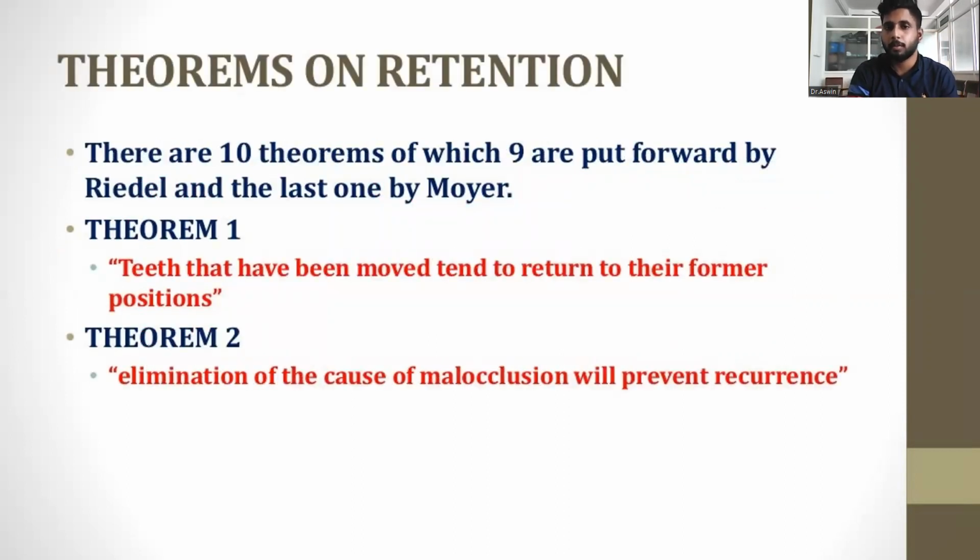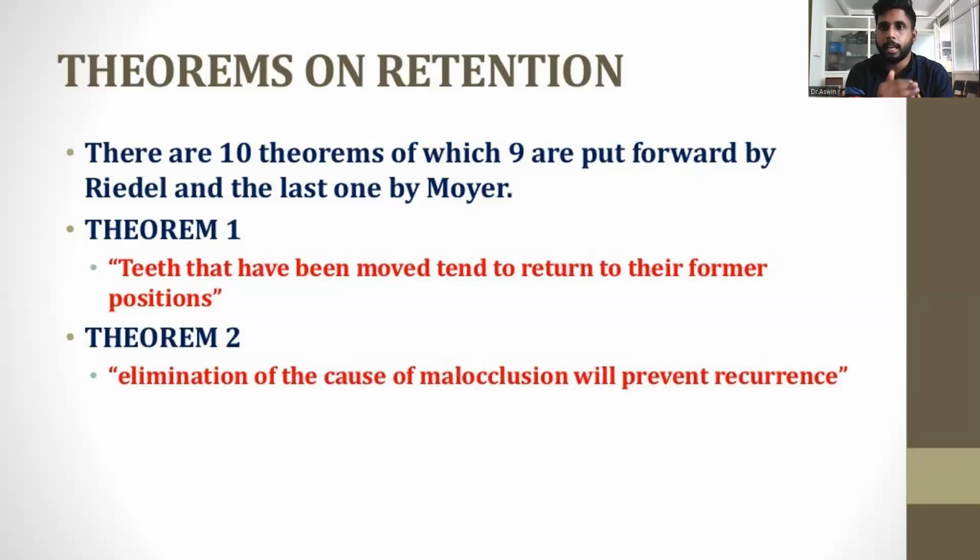So coming to the theorems of retention. Mainly there are 10 theorems of retention. The 1st to 9th theorems are given by Riedel and the 10th theorem is added by Moyers. Coming to the first theorem, teeth that have been moved tend to return to their former position. Once the teeth are moved orthodontically, there are chances of return back to the original position. Second one is elimination of the cause of malocclusion will prevent the recurrence. Elimination of the cause of the malocclusion is an important factor.